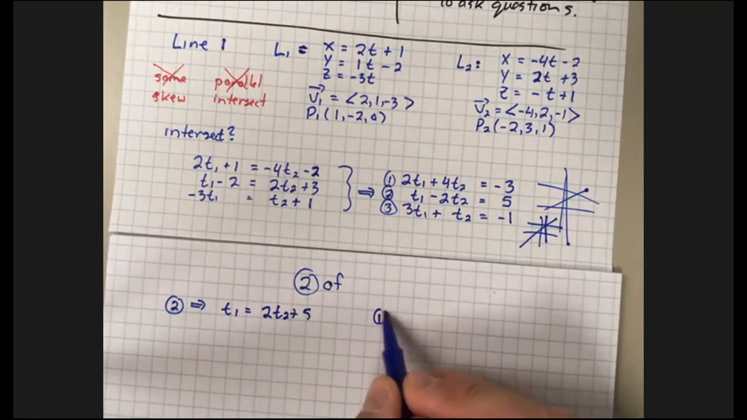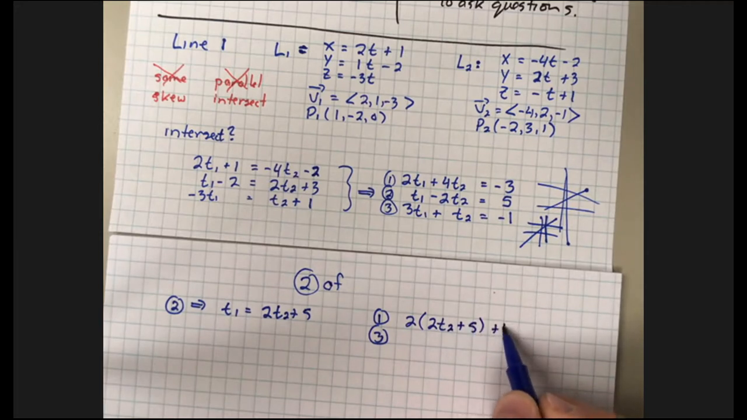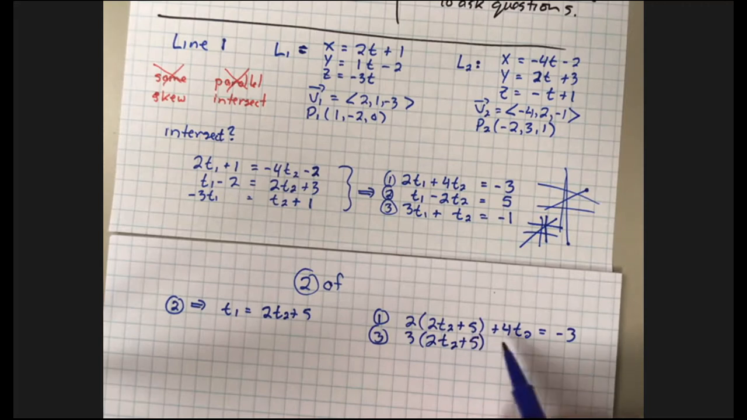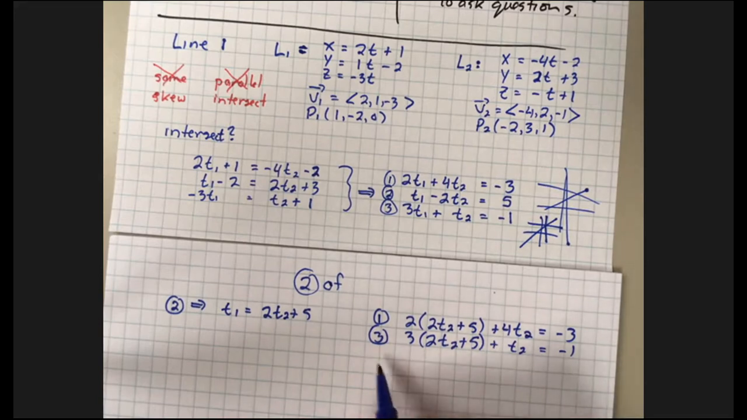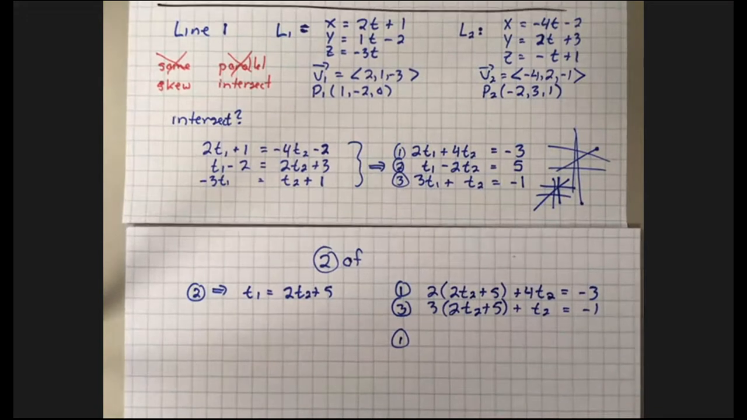I can insert that into equation 1 and 3. 2 times (2T2 plus 5) plus 4t2 equals minus 3, and 3 times (2t2 plus 5) plus t2 equals minus 1. So the question is, can I find a t2 that does both of these? I can certainly solve for t2 in the first example. Sorry, my paper is a little bit tilted.